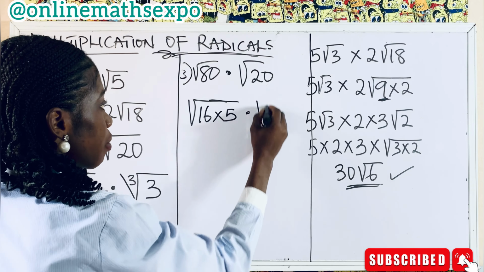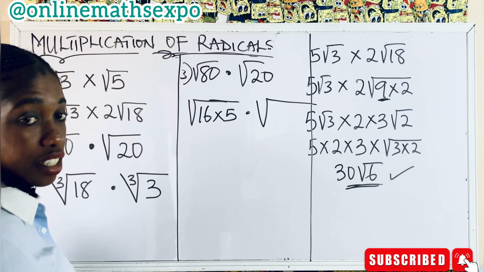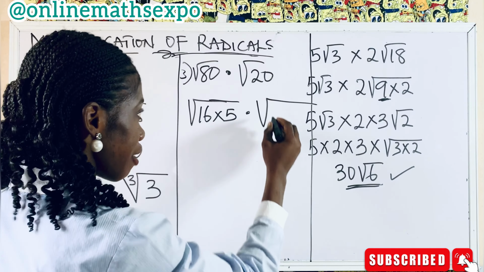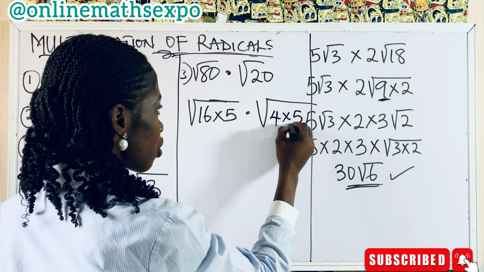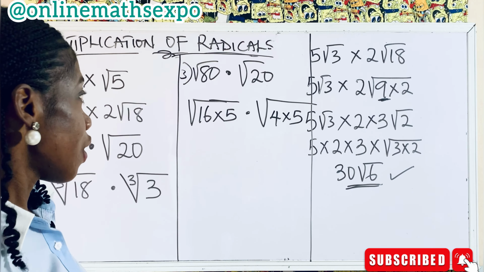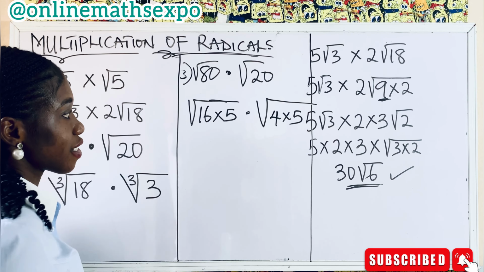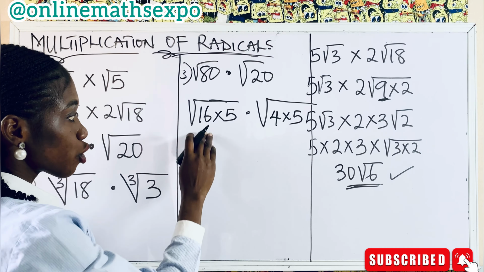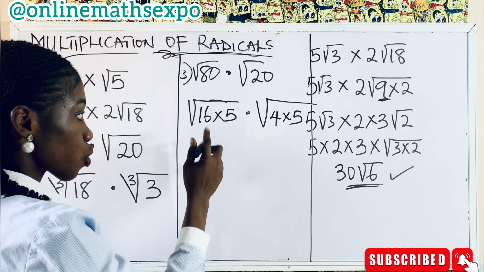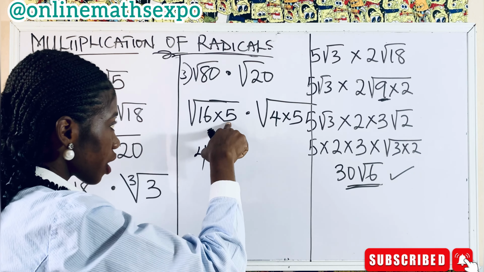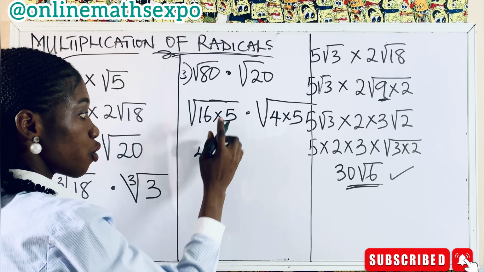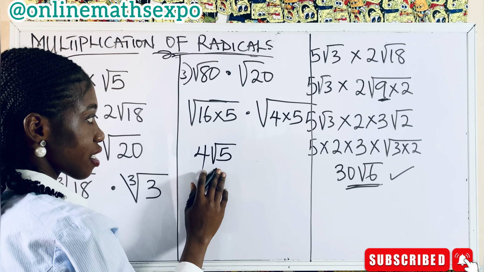This will be multiplied by the highest perfect square in 20, which is 4, such that when you multiply it by 5, it gives you back what? 20. I hope this is clear. Okay, now what do you do next? You are going to simplify 16. The perfect square in it is this, so its square root is 4. So you bring out this from the root because it's already perfect. This will remain and we have it as this.